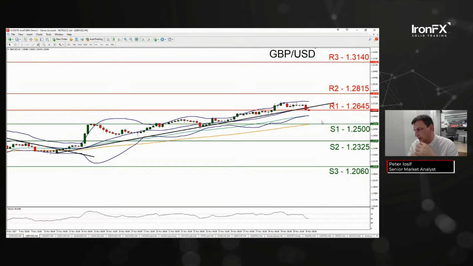For a bearish outlook, I would require the pair to drop, breach the S1 1.25, and start aiming for the 1.2325, and that would allow us to practically draw a nice downward trend line, showing us also the limitations of any bearish movement. On the other hand, should the bulls regain control, I would expect them to breach above the R1 1.2645 and also aim, if not actually breach, the R2 1.2815.